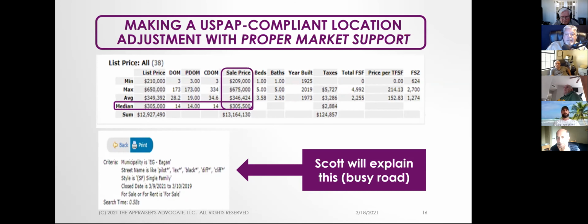Okay. Now, Julie asked the question, do you adjust for the differences in median GLA? Well, that's a very good question. I didn't do it. And if we go to the next slide that summarizes, I'll tell you why.